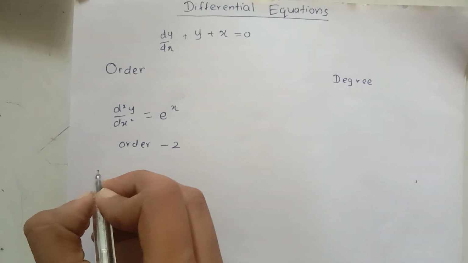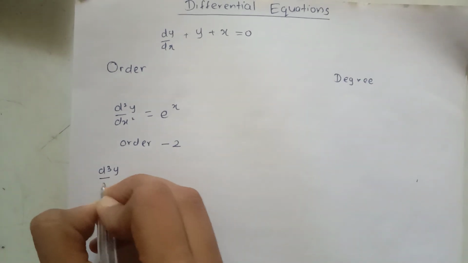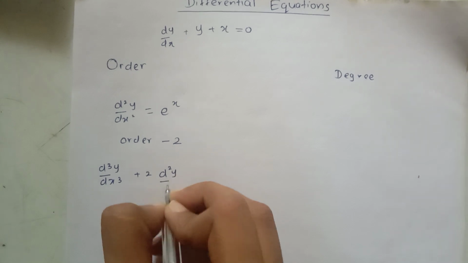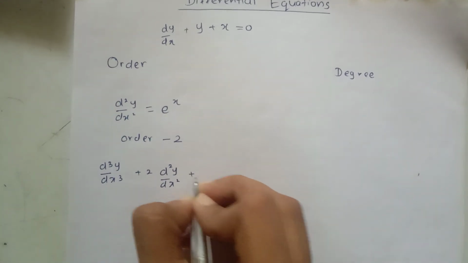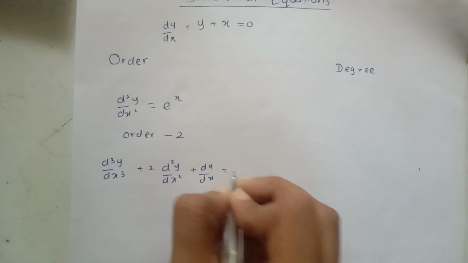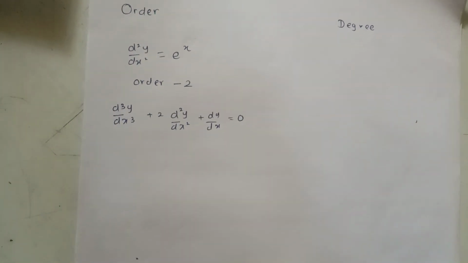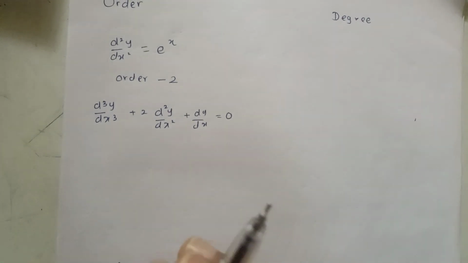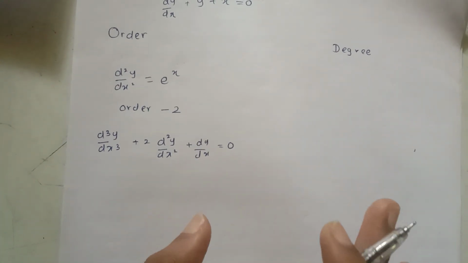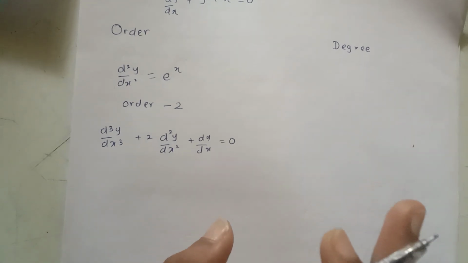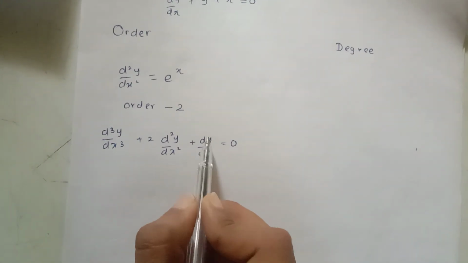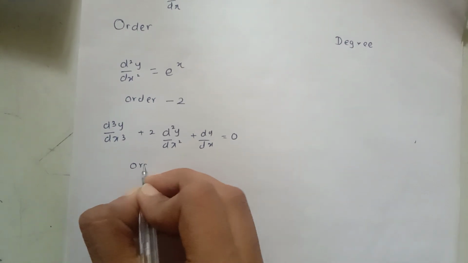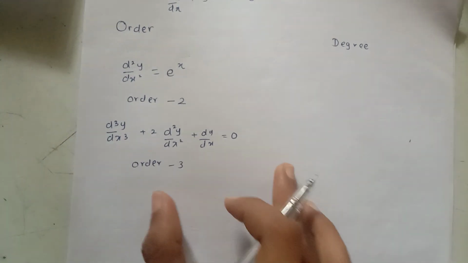Let's take another example. d cube y over dx cube plus 2 times d square y over dx square plus dy over dx is 0. There are a lot of derivative terms here. In order to find the order, we have to consider the highest derivative, which means we have 1, 2 and 3. The highest derivative term is 3. So the order is 3.